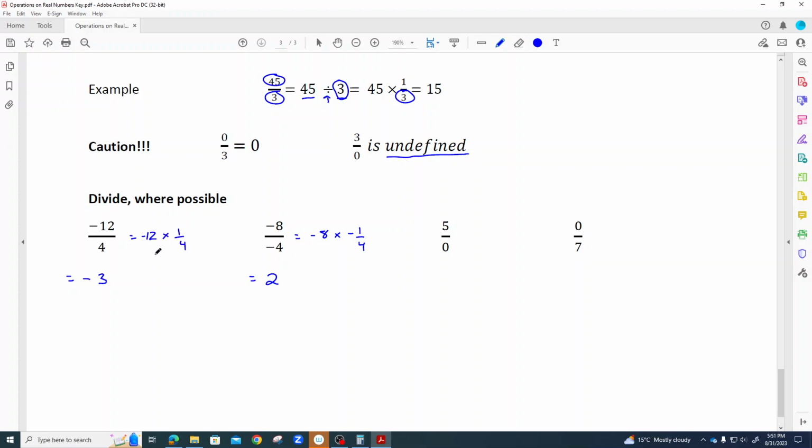And I'm just showing you that now. It won't matter so much until we do the fraction section, but the more you see it and get used to it, the better. 5 divided by 0, you're going to answer undefined. And 0 divided by 7, you're going to answer 0. And that's it. That is multiplying and dividing real numbers.